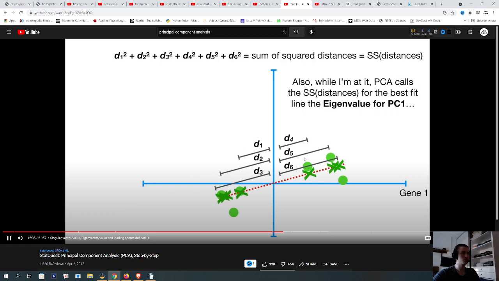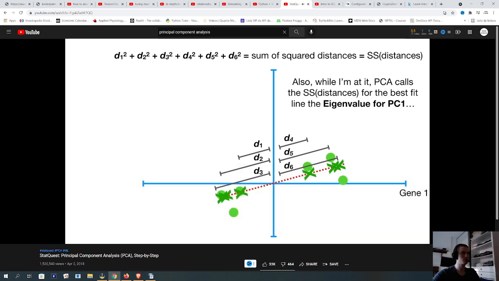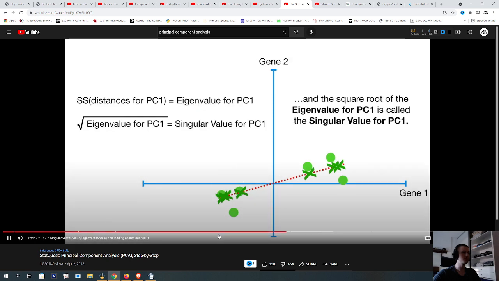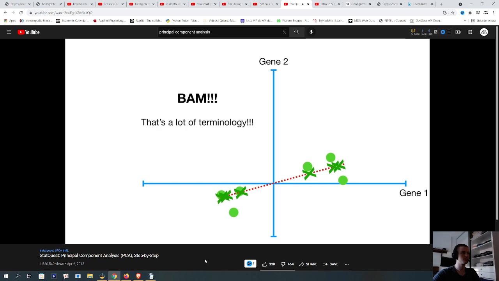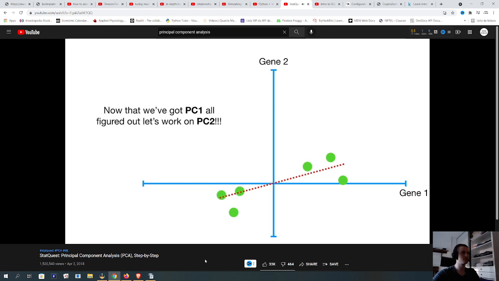Also, while I'm at it, PCA calls the sums of squares of the distances for the best fit line the eigenvalue for PC1. And the square root of the eigenvalue for PC1 is called the singular value for PC1. Bam, that's a lot of terminology. Now that we've got PC1 all figured out, let's work on PC2.